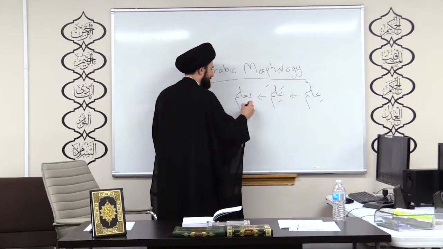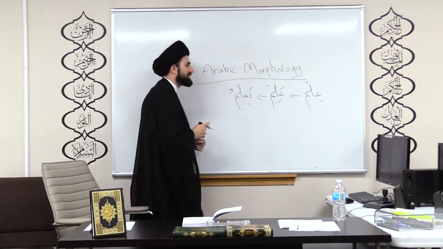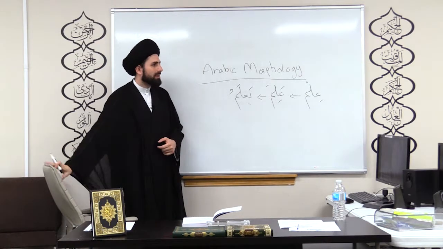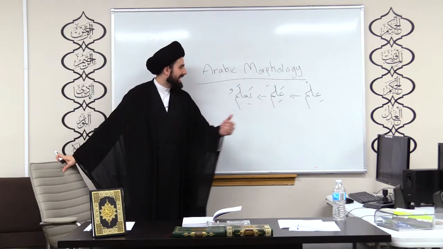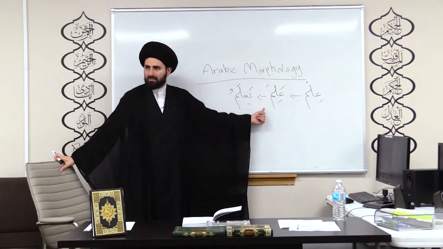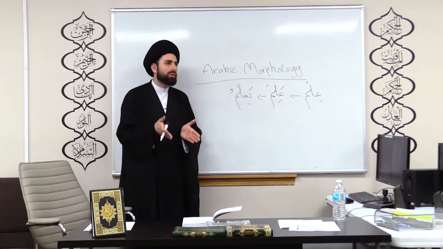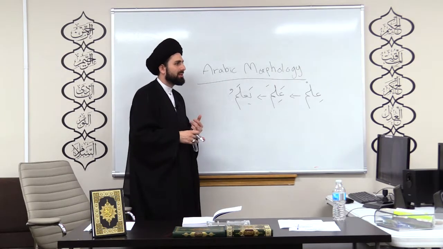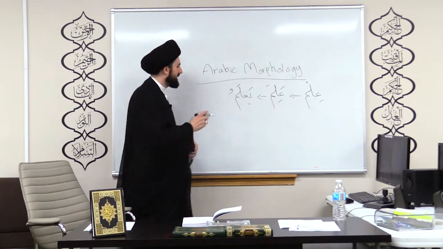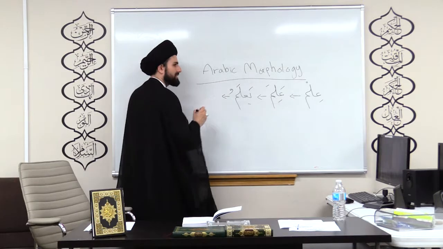What's the next word that he says? Ya'lamu. What does ya'lamu mean? He knows. Alima is past. It's a past tense verb, fi'l madi. Whereas ya'lamu is fi'l mudara. What's fi'l mudara in English? Present tense verb.